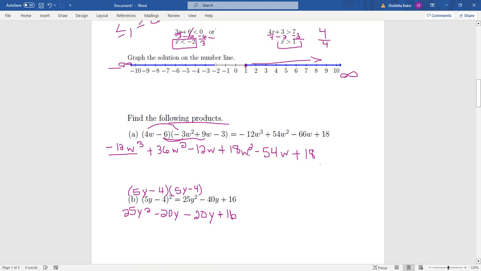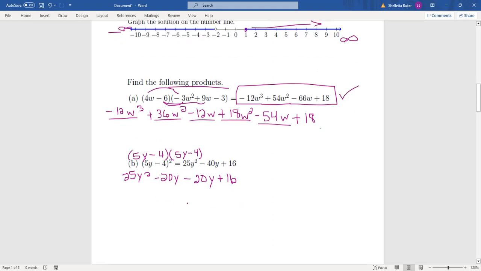From here, we want to combine like terms. So there's just one w cubed term. So we wrote it as negative 12w cubed. And then 36w squared plus 18w squared, that gives us 54w squared. And then negative 12w minus 54w gives us minus 66w. And then plus that 18, here's our answer.